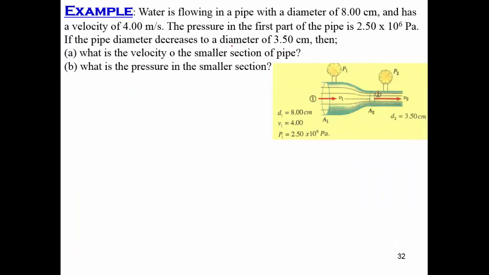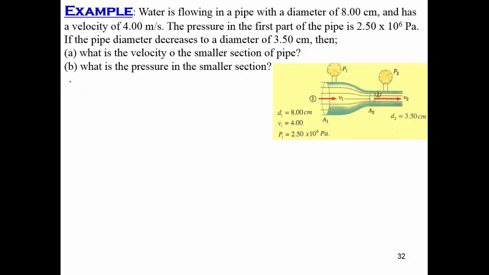Okay, in this problem, we are given the pressure in the first region, the first part of the pipe, the diameter, and the velocity. And we are asked to find the velocity and the pressure in the second part of the pipe that has less diameter, which is now 3.5 centimeter. Now, if we go directly to the Bernoulli equation, we'll see that we have two unknowns.